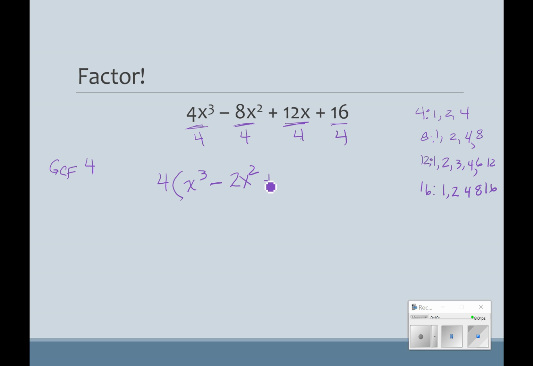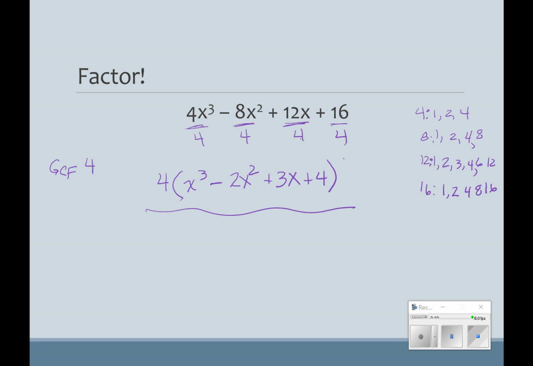12 divided by 4 is 3. We're going to keep the variables. And 16 divided by 4 is 4. If you wanted to check, you could check. But if you don't, you can just go ahead and multiply. Or you can just trust yourself, and that's my final product.